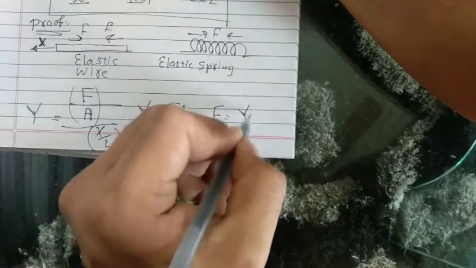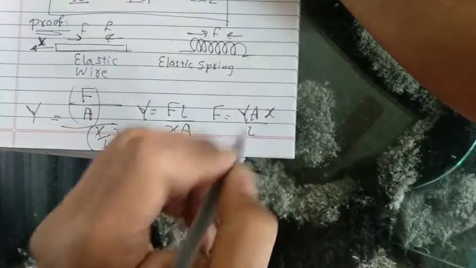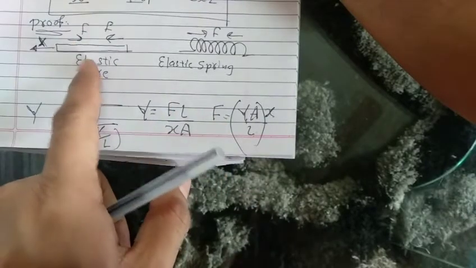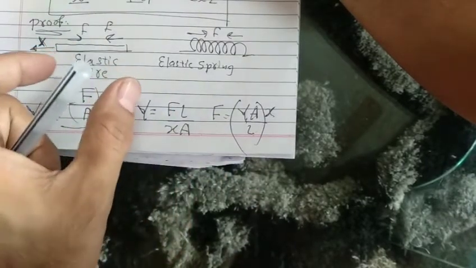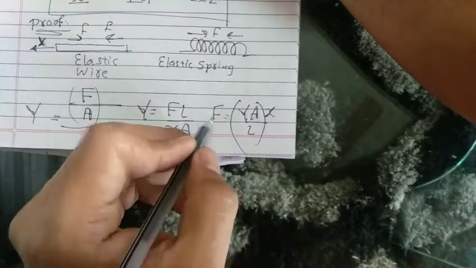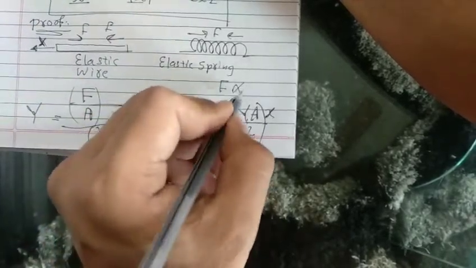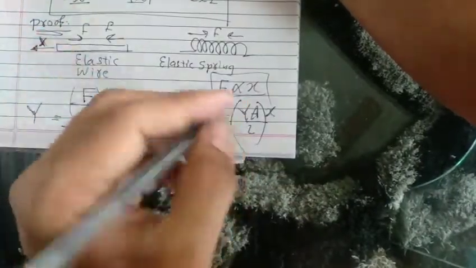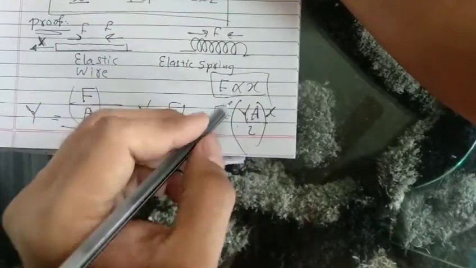F is a restoring force also. F will be YAX by L, right? Here in the elastic wire also, up to elastic limit, F is directly proportional to X, we can say. In the wire also, F is directly proportional to X up to elastic limit. You might be knowing this. So this relation is there.